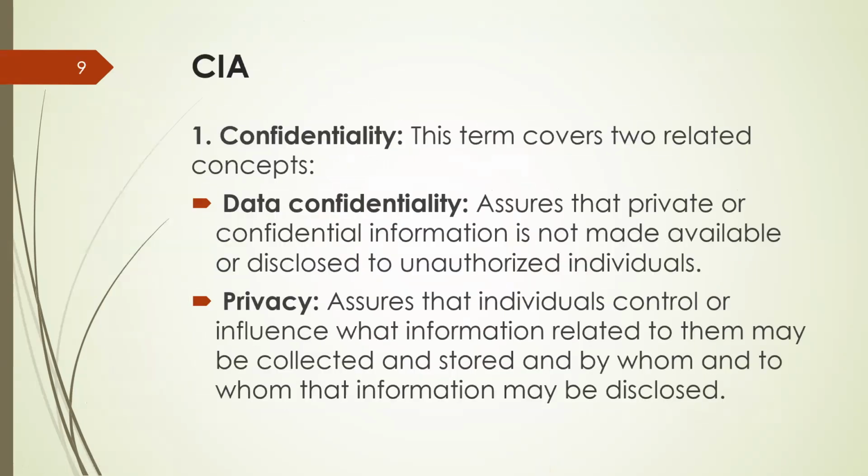CIA, we looked at it and we defined what they are. Confidentiality is defined 2 ways. Data confidentiality itself, for information to be kept undisclosed from unauthorized users. And for privacy, just make sure that information that comes to individuals is actually availed and not disclosed to people outside the people that are supposed to have it.